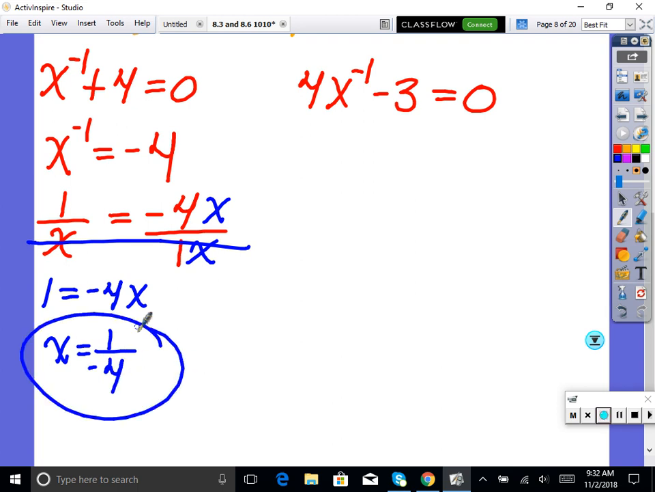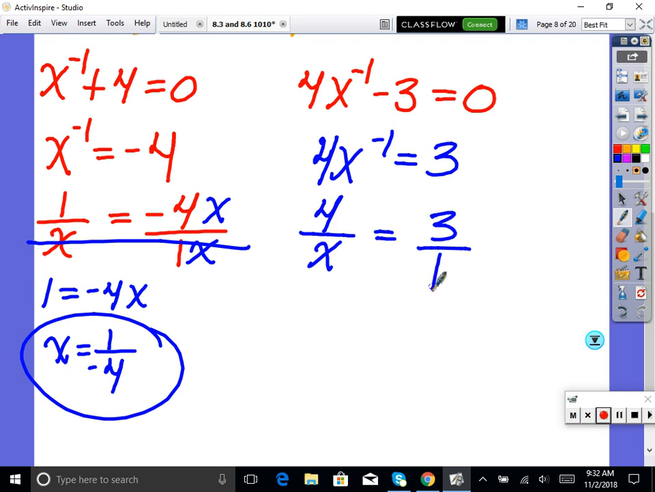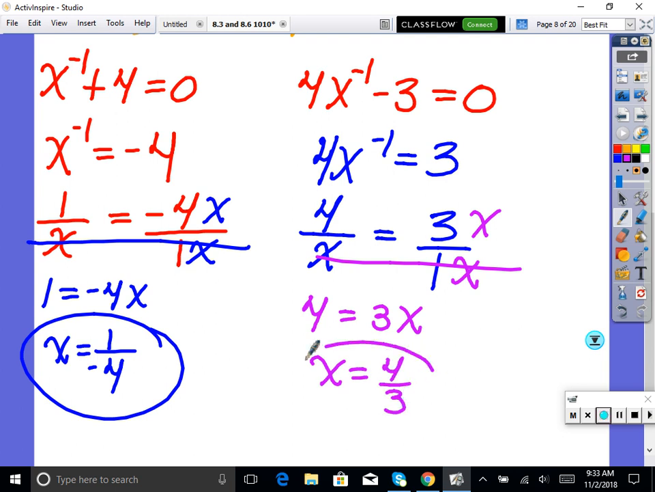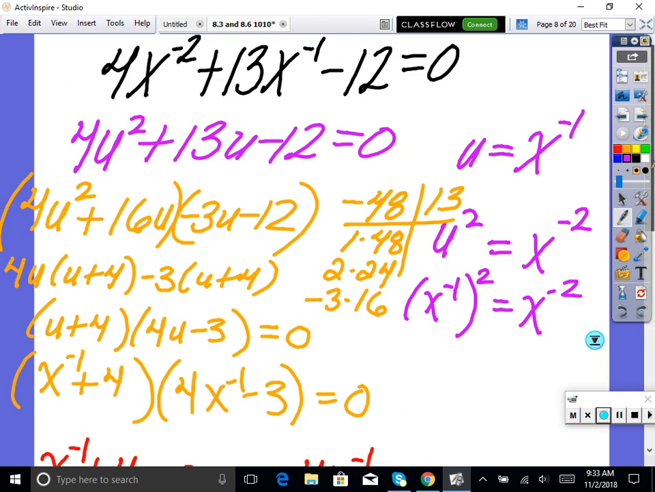So how would we first do the other one? Add 3, right? 4x to the negative 1 equals 3, then what? 4 over x equals 3 over 1, right? Get a common denominator because that's how rational equations work, x over x. We can ignore the denominator. So we have 4 is equal to 3x. So then x is equal to 4 divided by 3. Let's check. Right now we have two solutions. Was it degree 2? Yeah, still degree 2 though. Awesome.